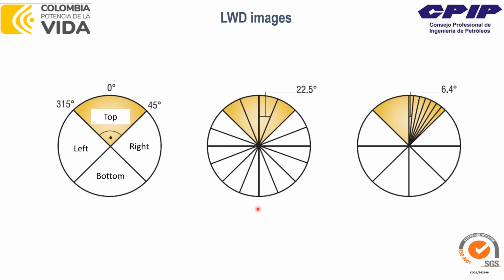And the highest resolution image right now from LWD, I would say, is the resistivity, the lateral log resistivity image. It can have 56 sectors, and the new tools can provide more than 100 sectors as well. We will have a look at examples of these images on the next slides.